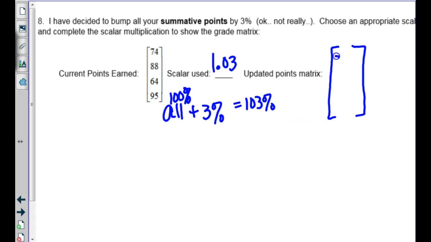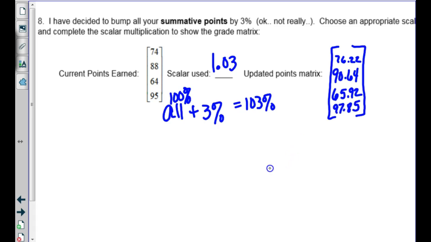76.22, someone else get that? I made my matrix kind of small here. 88 times 1.03, 90.64. 65.92, anybody get that? $97.85.